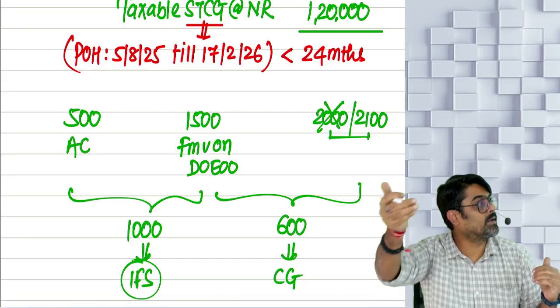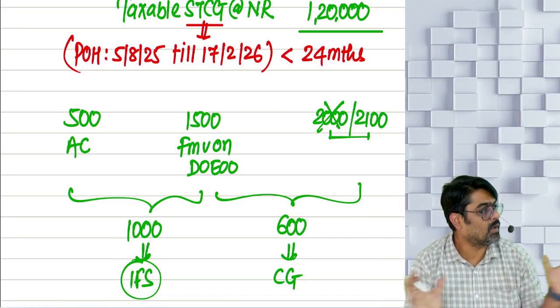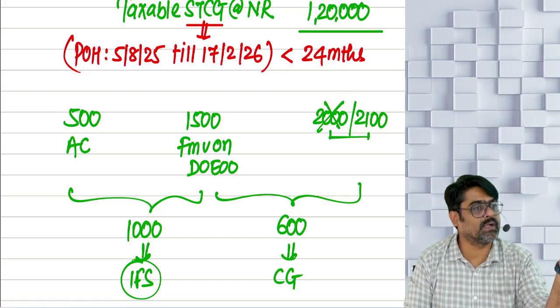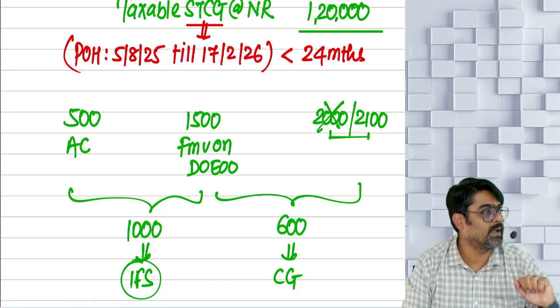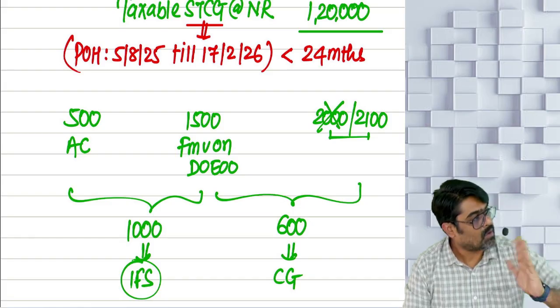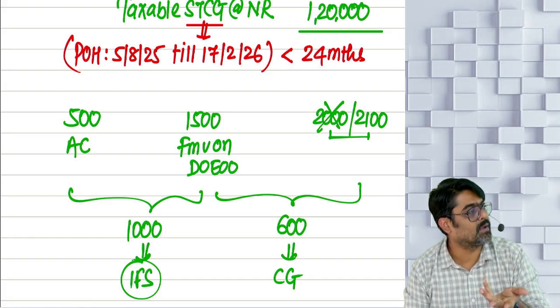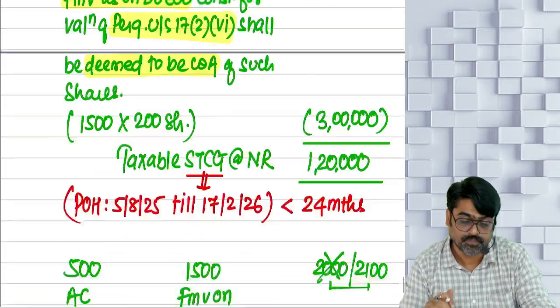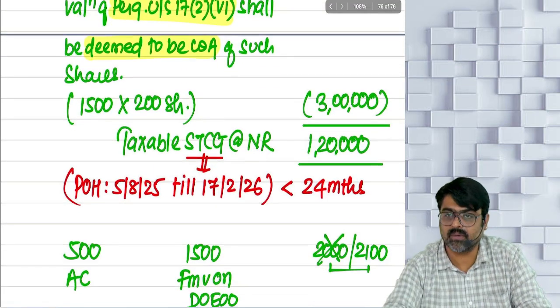500 you are buying and 2100 you are selling. What is the total gain? 1600. Out of that 1600, 1000 is already taxed under the head salary as your perquisite. So now under the head capital gain, how much should be taxable? 600. That is getting taxable. See?